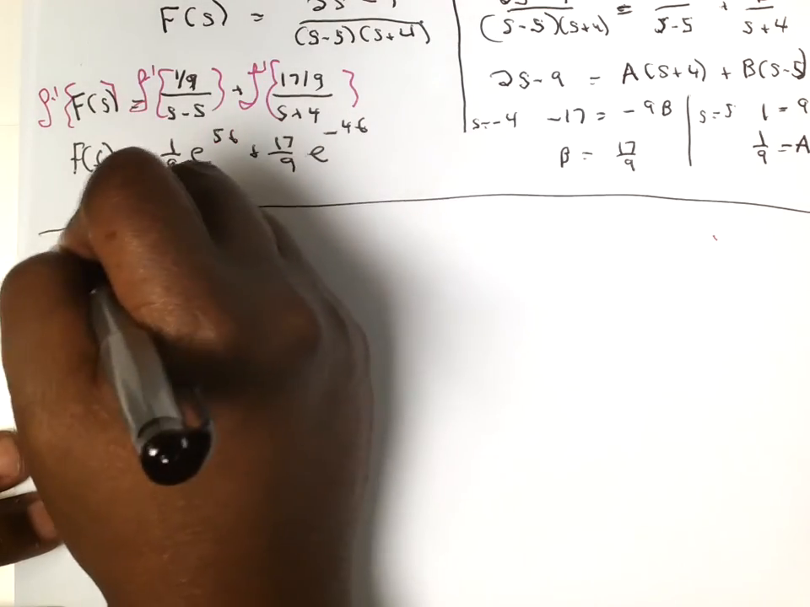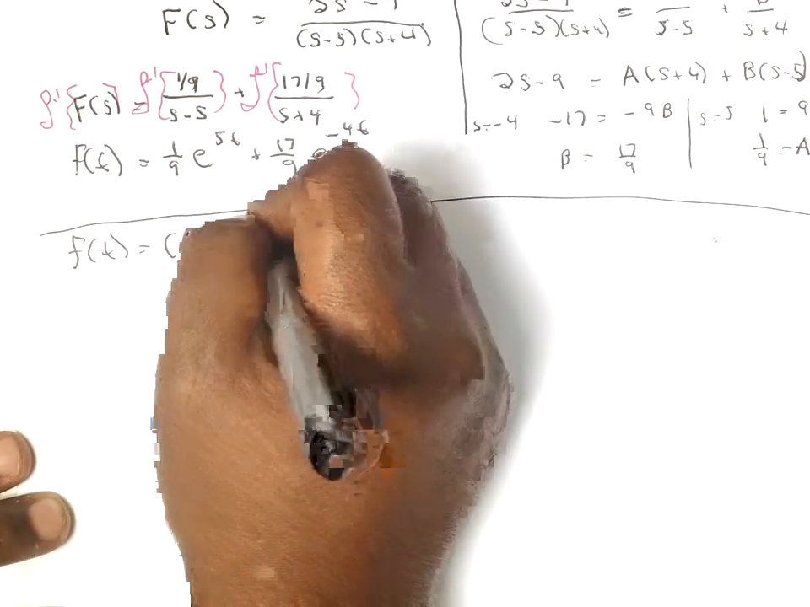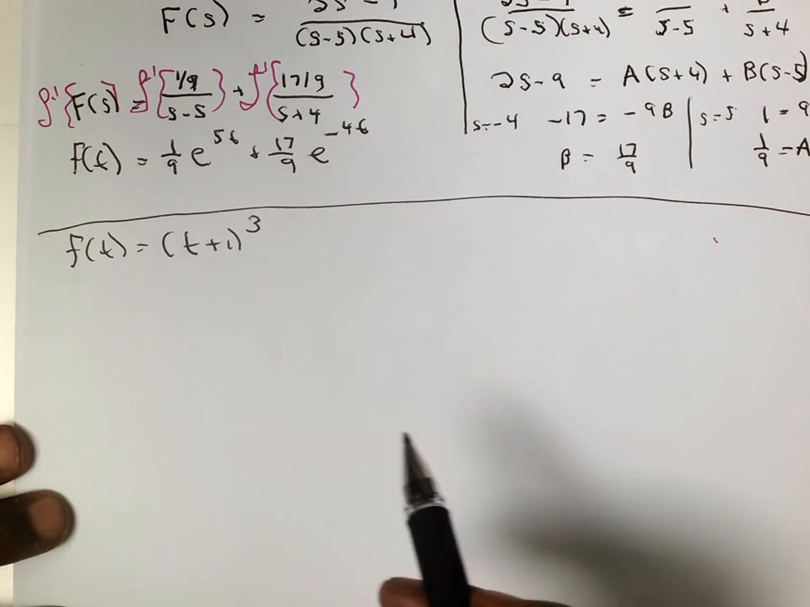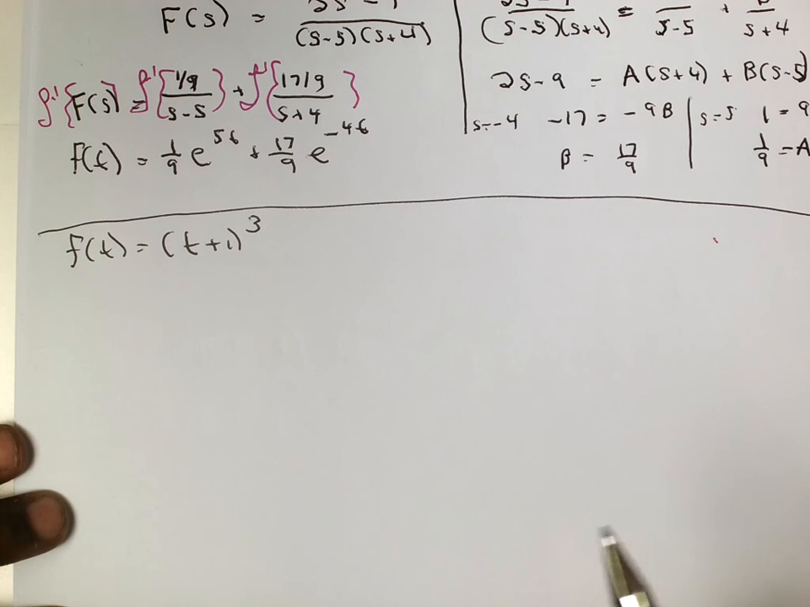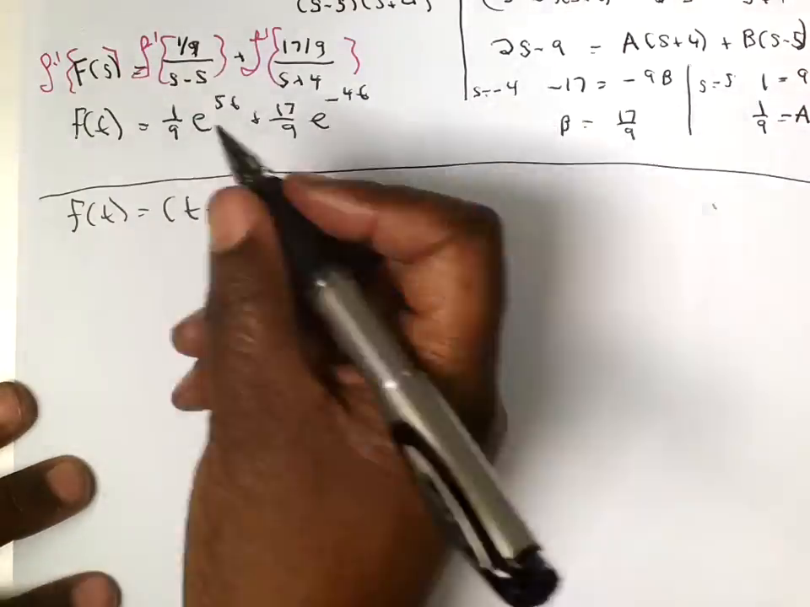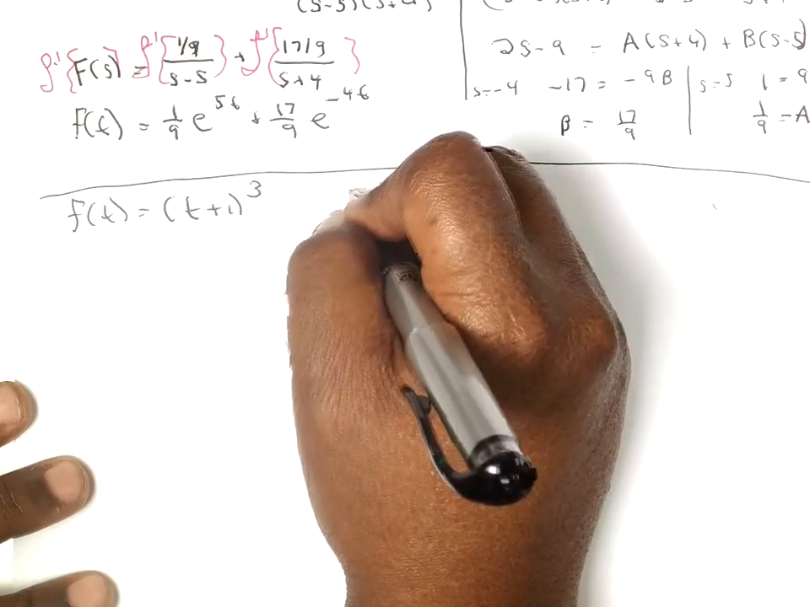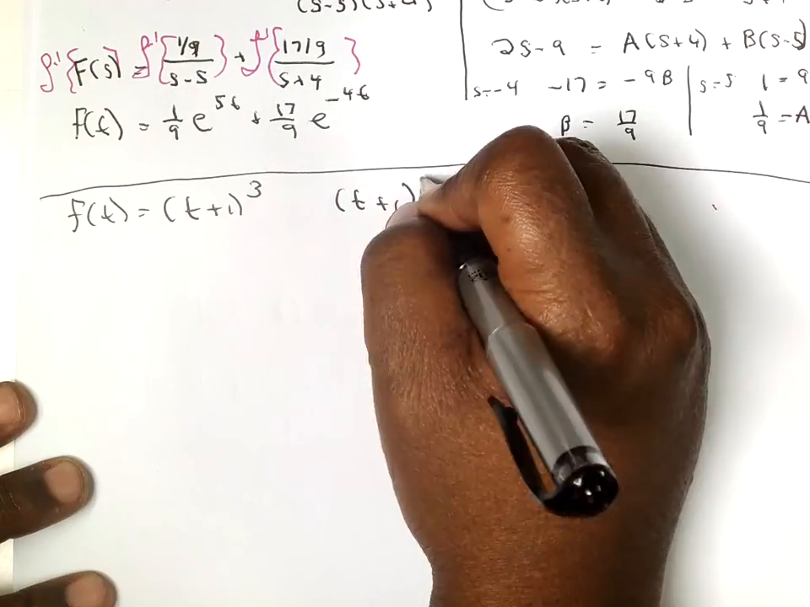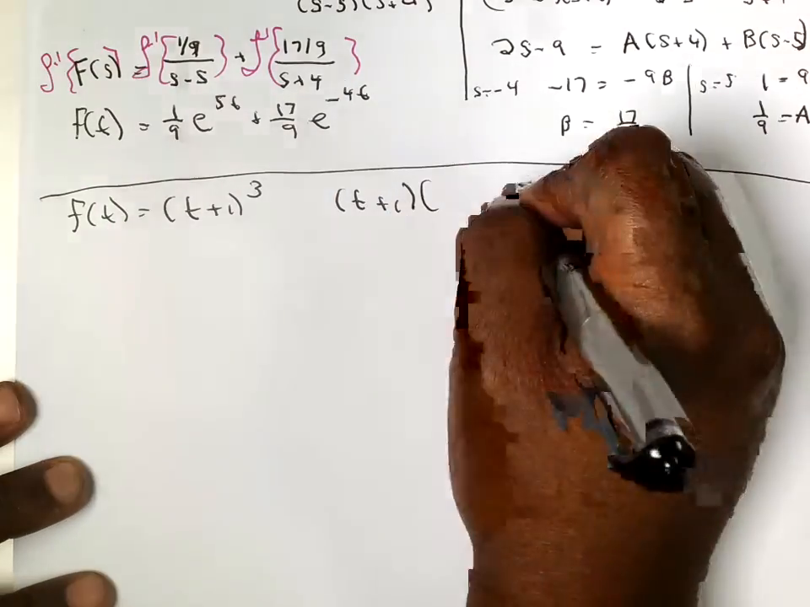For your second problem, (t plus 1) cubed, what you have to do is multiply this thing out, and then you're going to take the Laplace of each term. You can do the binomial theorem if you want to, but I usually just square it and then multiply it out by the other factor.